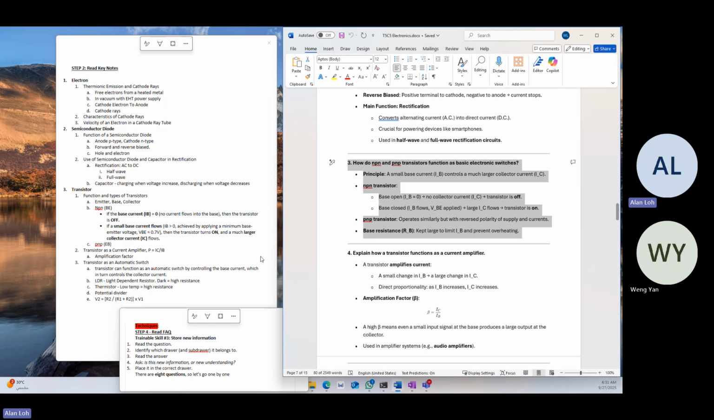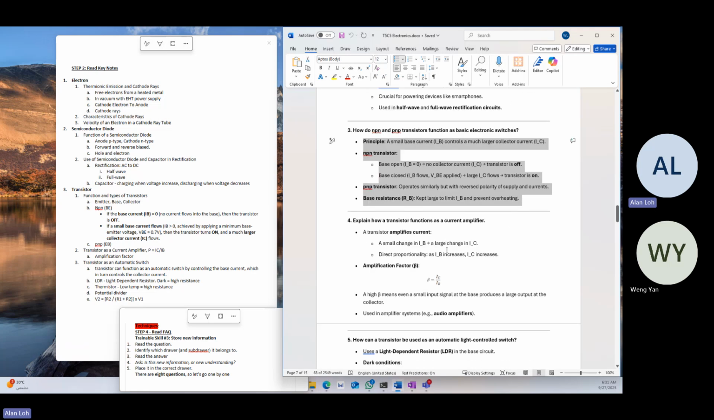This is drawer number 3, transistor. Please open. Okay, let's go to the next one.